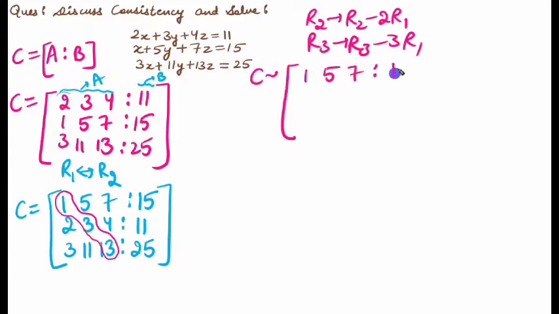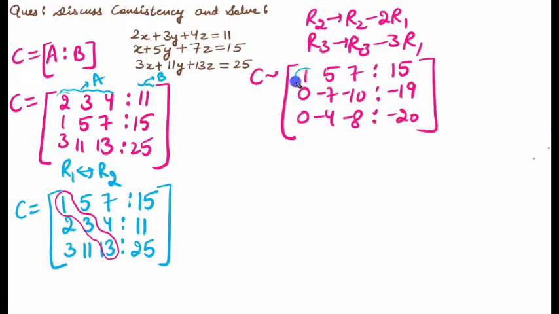First row would be as it is, हमने कोई भी operation operate नहीं किया है. Row 2 and row 3 पर operations apply किए हैं, so both of these will change. They will become 0, minus 7, minus 10. This will be minus 19. This will be 0, minus 4, minus 8.